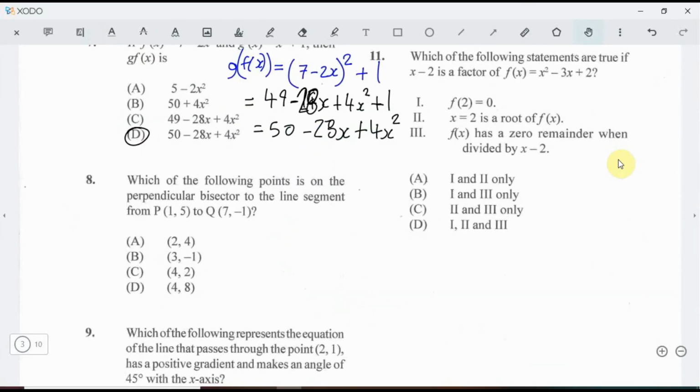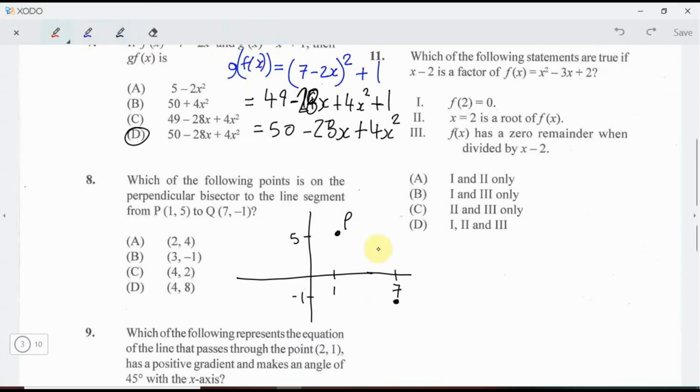Now question 8, it says, which of the following points is on the perpendicular bisector of the line segment from P to Q? Now, if you always want to just sketch it, we know it's the midpoint of the two of them, but I love when we just picture exactly what's happening. So let's say P is right here, 1, 5. This is our point P. And then Q is the point 7, negative 1. This is Q. Let me connect the line now with a red line. This is the line from P to Q.